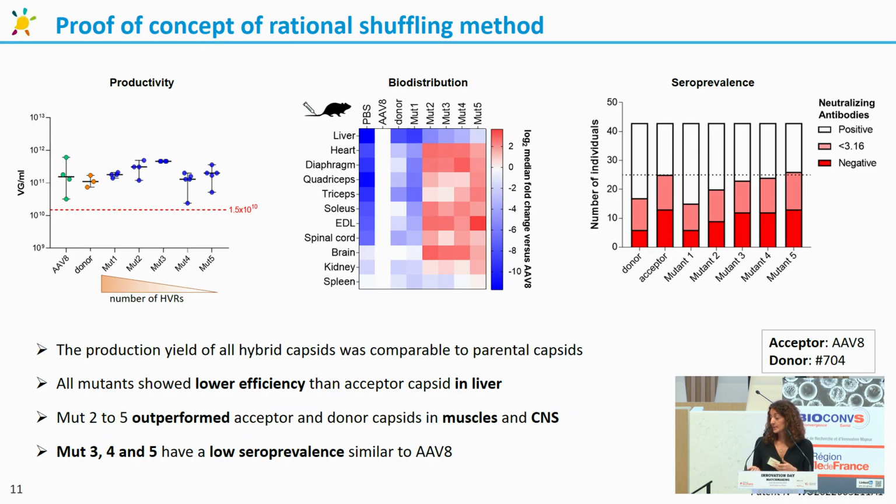And interestingly, concerning the seroprevalence, we observed that mutants 3, 4, and 5 had a level of neutralizing antibodies comparable to that of the acceptor capsid, which is exactly what we wanted. For mutants 1 and 2, we observed an increased level of seroprevalence, but it was expected because we transferred a higher number of hypervariable regions. So we conclude that we could really use this method to transfer the biodistribution properties without altering the seroprevalence of the acceptor capsid, and the production also.